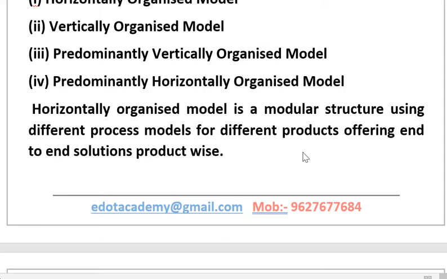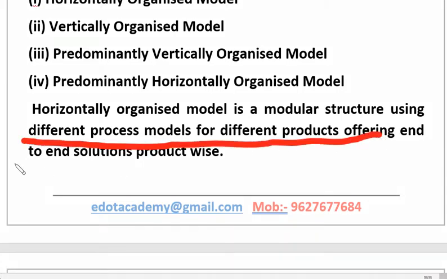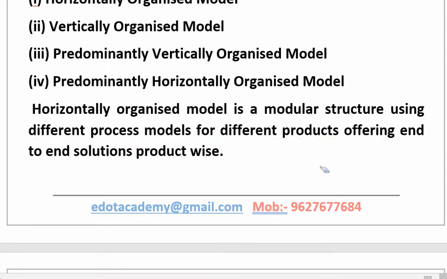Offering end to end solution product-wise. That means a different process model for each different product. Let me take an example. In India, public sector banks follow this type of model, like the cash counter. Most branches have only one or two cash counters, depending upon the number of customers visiting. At a cash counter, you can deposit or withdraw only cash. That means one product, one model. Suppose you want to open a bank account, you have to visit a particular person for the bank account. So this is called a different process model for each different product.